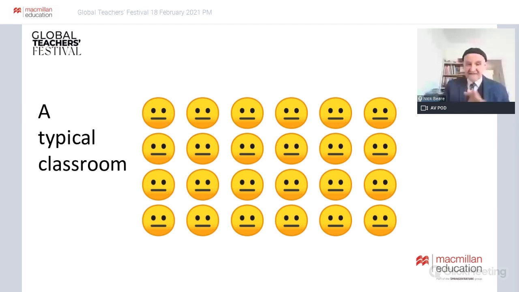We say, oh, a typical classroom, but lots of students. But it's not really like that, is it? No classroom is actually like that, with all the students looking like that.